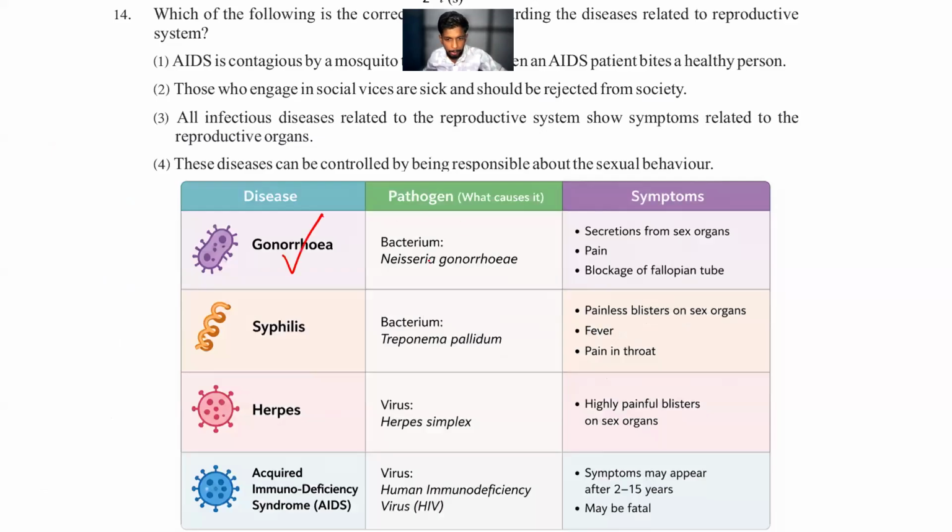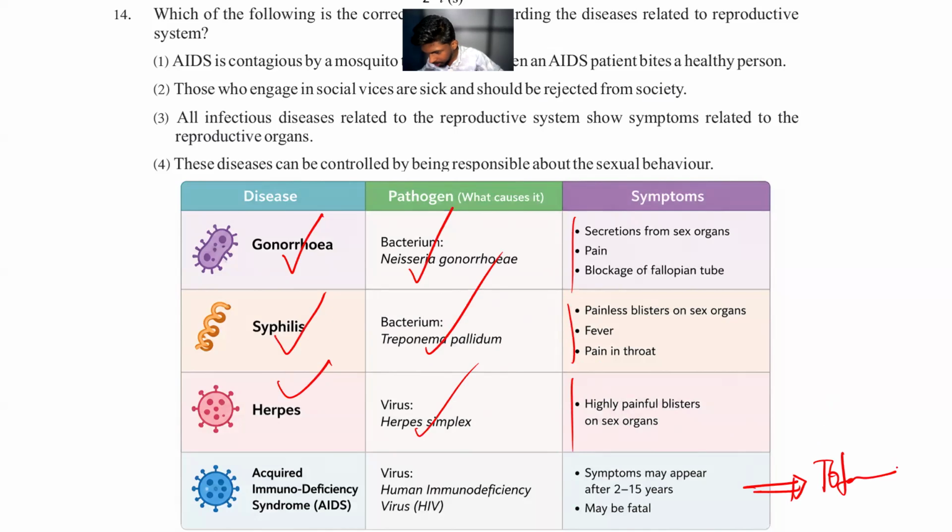Gonorrhea is caused by the bacteria gonorrhea. Syphilis is caused by pallidum, right? And the symptoms. Herpes is caused by herpes simplex, and the symptom. And here we can just mark that AIDS affects the total body. Total body will be affected. But here, sex organs: most of the diseases are caused in the sex organs, but we can't say all the diseases are caused only in the sex organs. Okay, that option is wrong.